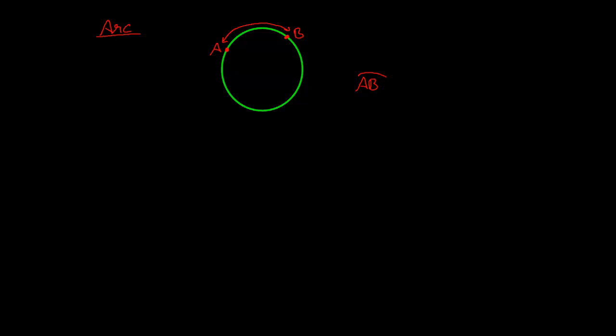To find out the length of the arc, we should know the formula. The length of the arc is given by the formula theta over 360 times 2 pi r. So from here you get to know why this is known as a part of the circumference, because it is a fixed ratio of the circumference.